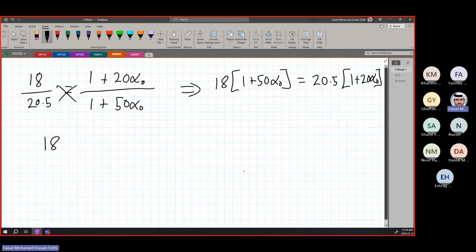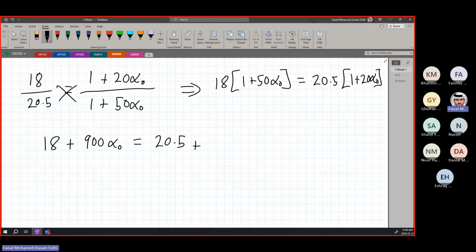Simplification, it's going to be 18 plus 50 into 18 is 900 alpha 0. It's equal to 20.5, we're just distributing, meaning 18 times 1, 18 times 50. 20.5 times 1 is 20.5 plus 20.5 times 20 is 410 alpha 0. Now we just solve for alpha 0. We'll take the alpha zeros to the left and the numbers to the right. So 900 alpha 0 minus 410 alpha 0 is equal to 20.5 minus 18.